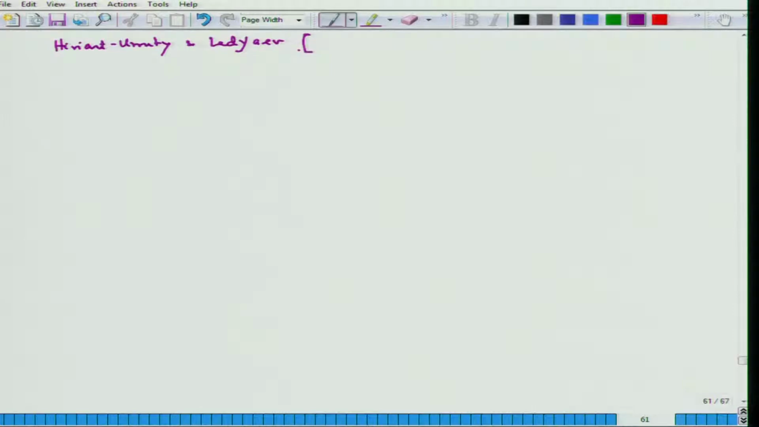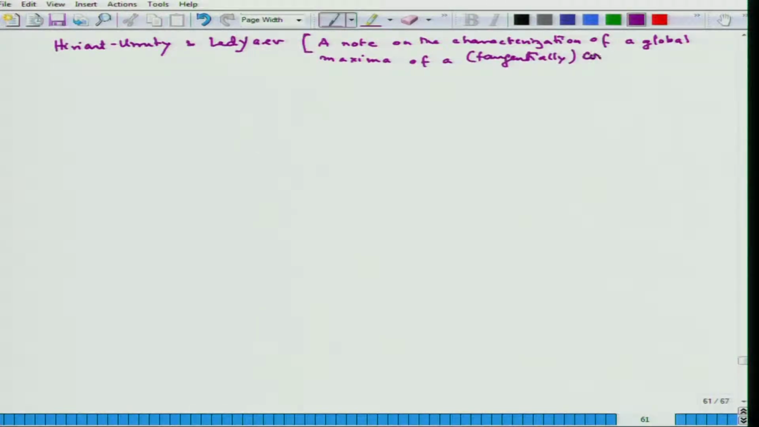So, again give me a second, so that I will let you know exactly what the details of the paper are. The title is "A note on the characterization of a global maxima of a convex function over a convex set." You do not have to bother much. This is only for people who want to go and read these papers.